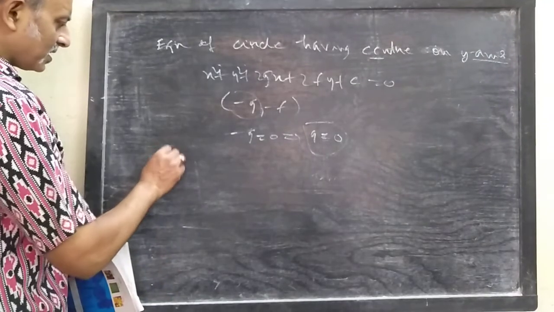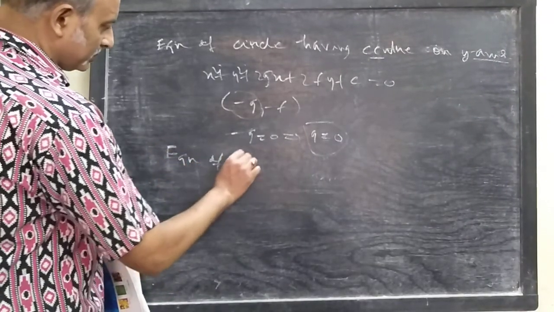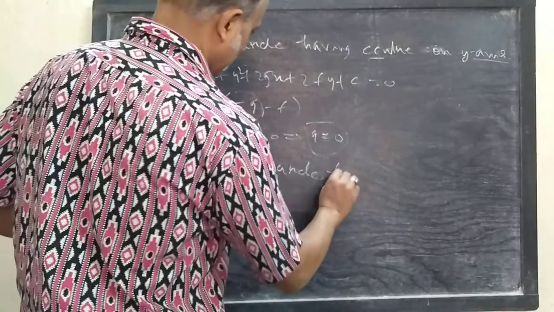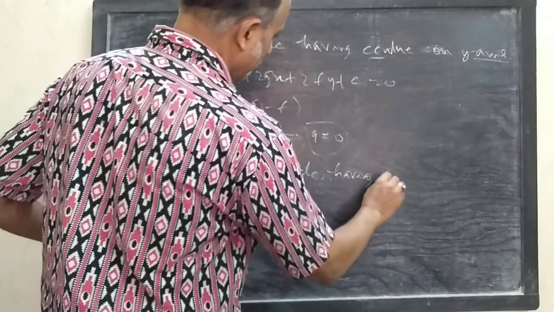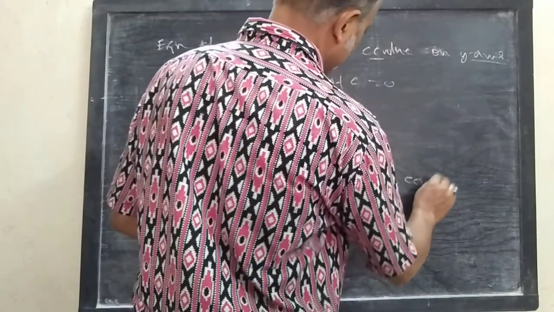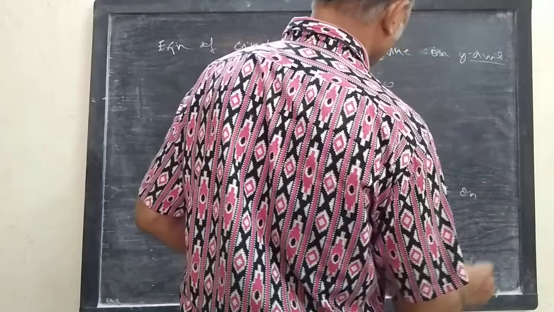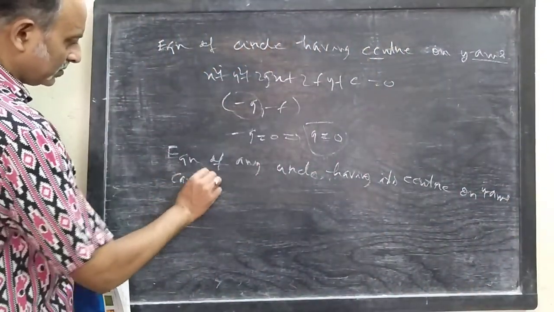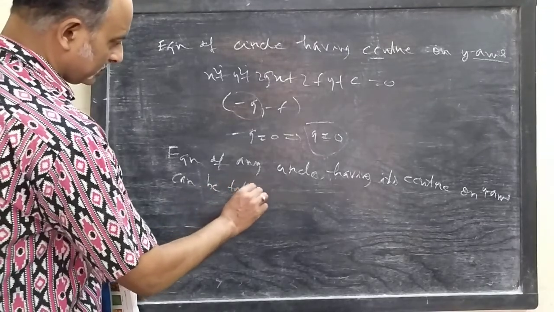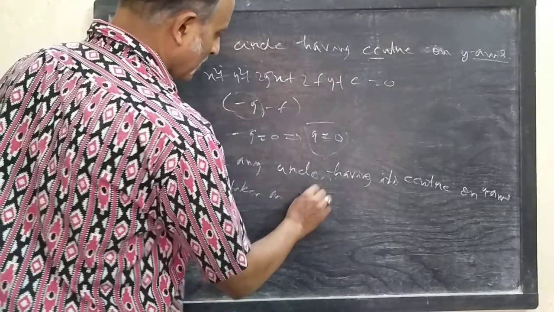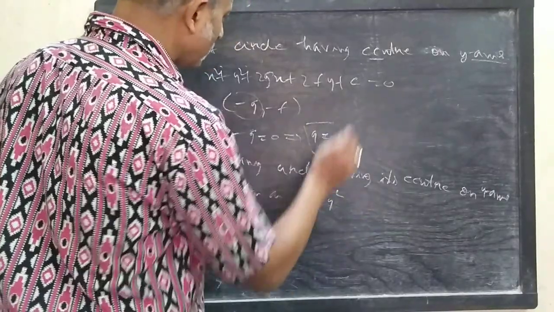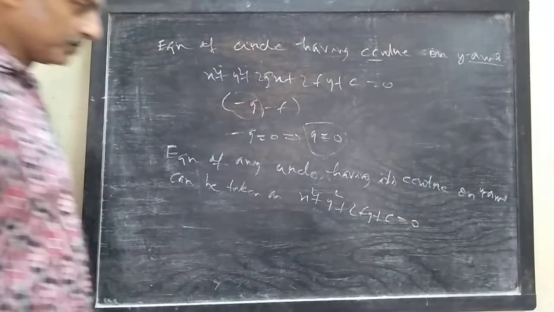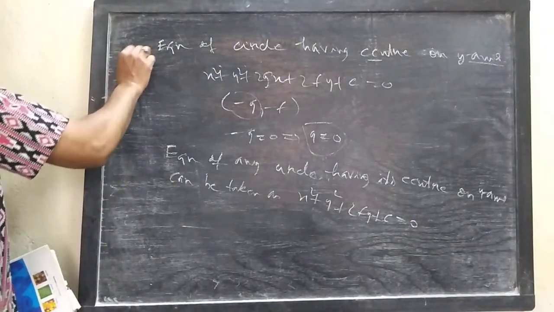So equation of any circle having its center on y-axis can be taken as x square plus y square, there will be no 2gx, plus 2fy plus c equals 0. Okay, this was category 3.